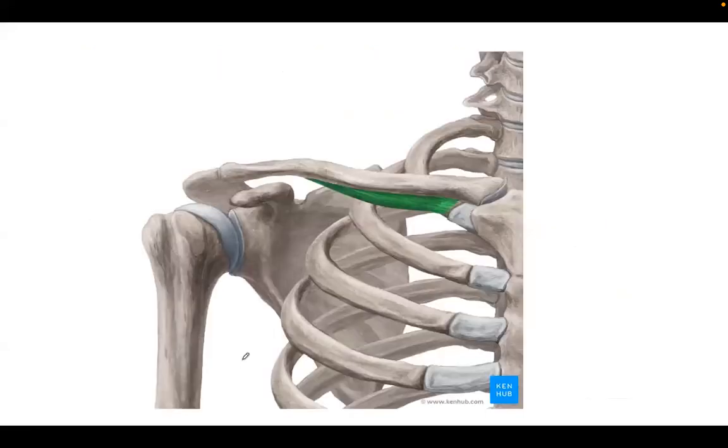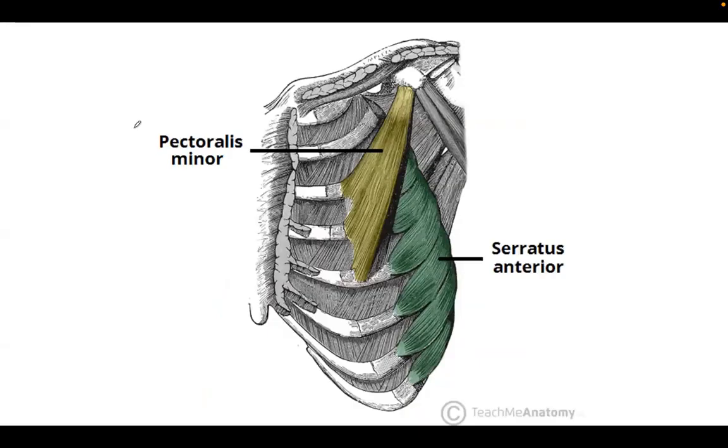Okay, now identify this muscle. Very close to the first rib. What is this muscle highlighted in green? Okay, that is the subclavius muscle.